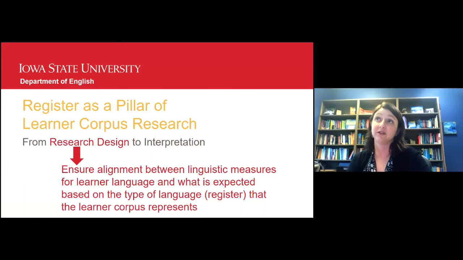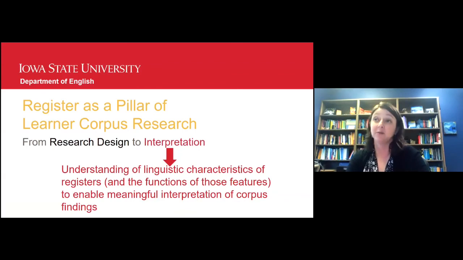Going back to my title, I wanted to illustrate that register comes in at both the design and the interpretation stage. At the design stage, we can ensure alignment between our linguistic measures that we use to characterize learner language and what we expect based on what the learner corpus represents. And we can see that if we don't have good alignment between our measures and what the learner corpus really represents, then we don't get very meaningful results. And at the same time, we often need register in order to understand or interpret the findings that we get.